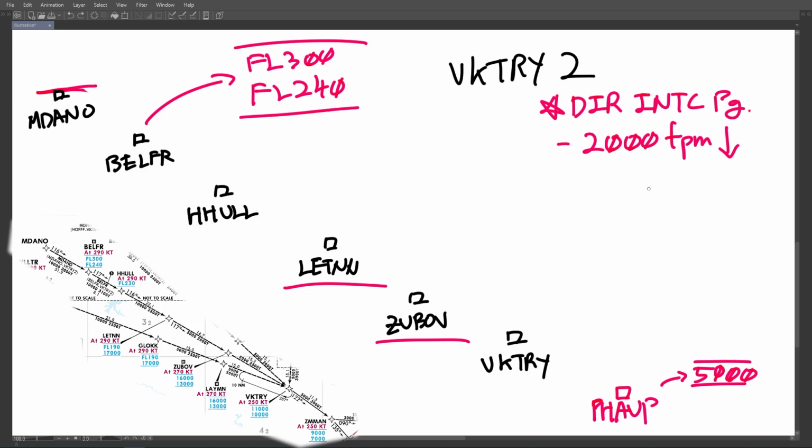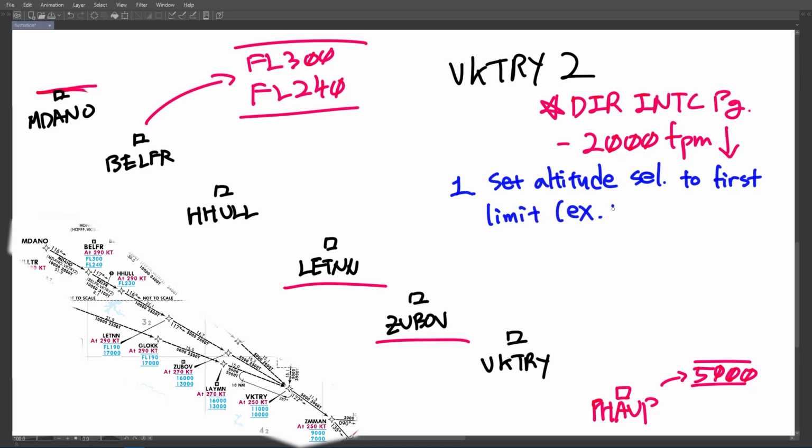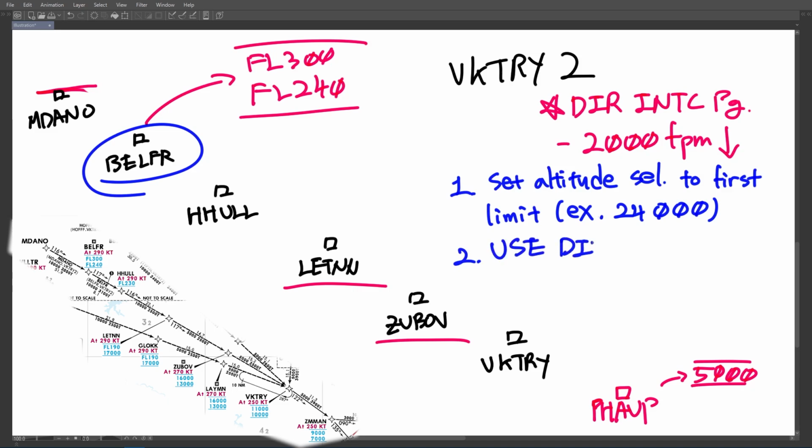So all you're doing as you start your descent, one, you just set the altitude selector to your first limit. In this case, you just set it at 24,000 because that's where we're going, to the Belfer, at flight level 240. Two, you're still using the direct intercept page to look at your most restrictive waypoints. In this case, I'm using either Ledin or Zubov to see the most restricted.